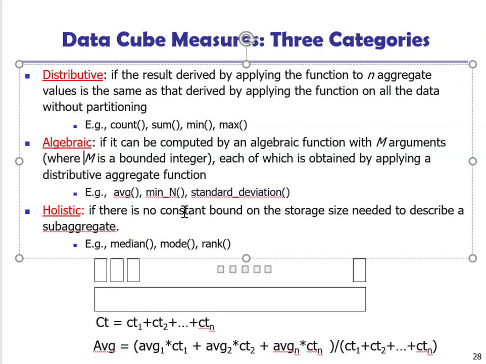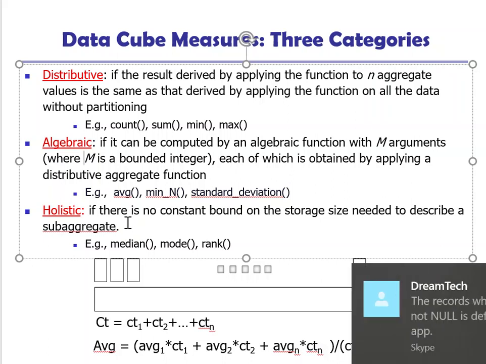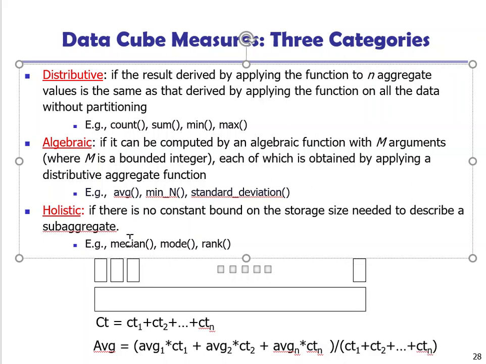So if there is no constant bound on the storage size needed to describe the subaggregate, we consider those measures holistic. As I said earlier, try to avoid them in data mining because they are highly costly to compute on a large data set. Find ways to estimate those, or use, for example, instead of median, maybe we can just use average, the mean.